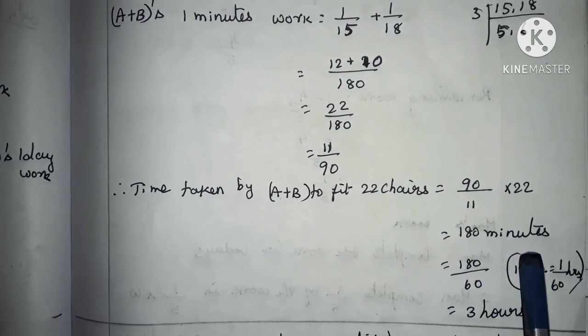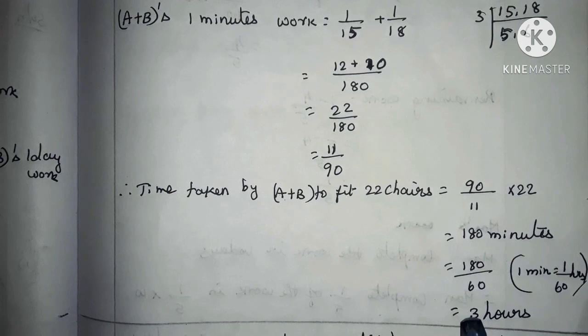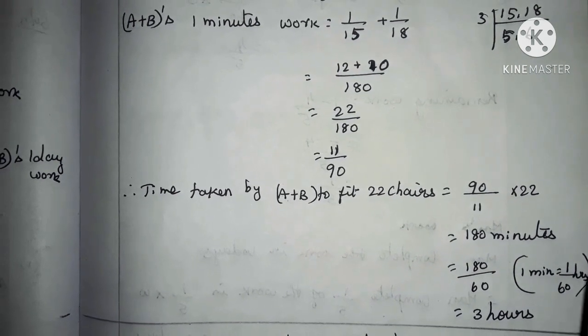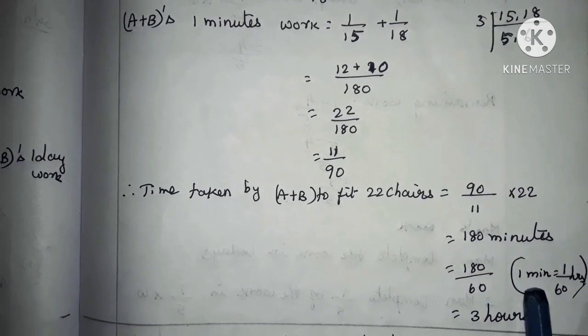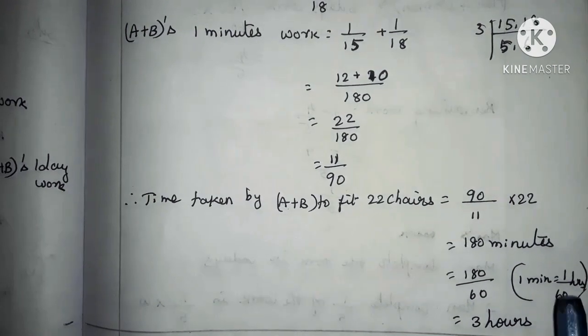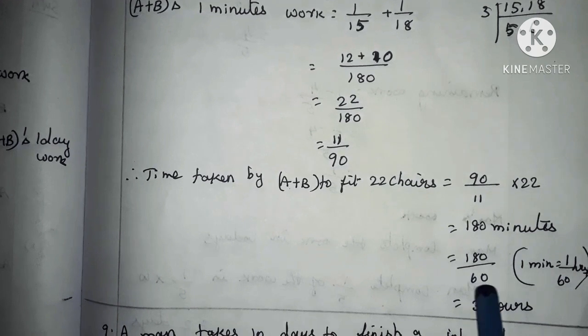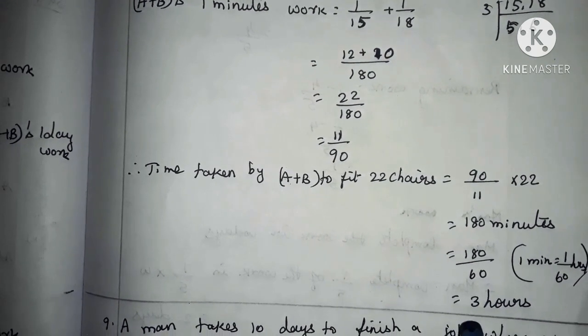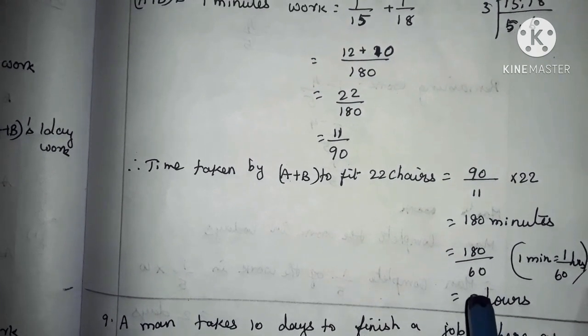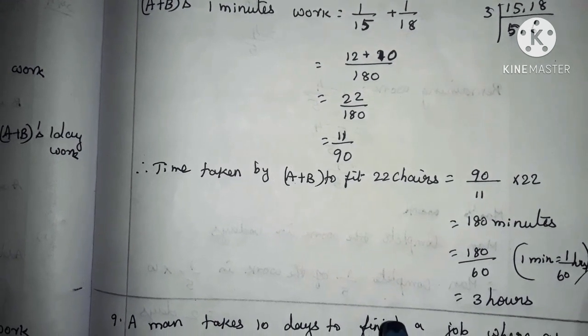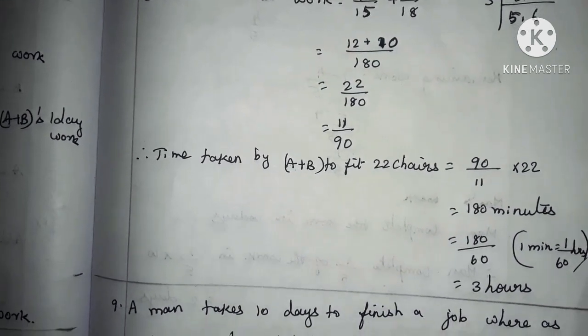Since it is in minutes, we are going to convert it into hours. We know that 1 hour equals 60 minutes. From that, we can say that 1 minute equals 1 by 60 hours. Therefore, 180 minutes can be written as 180 by 60. We get the final answer as 3 hours. Therefore, they take 3 hours to fit the parts for 22 chairs.